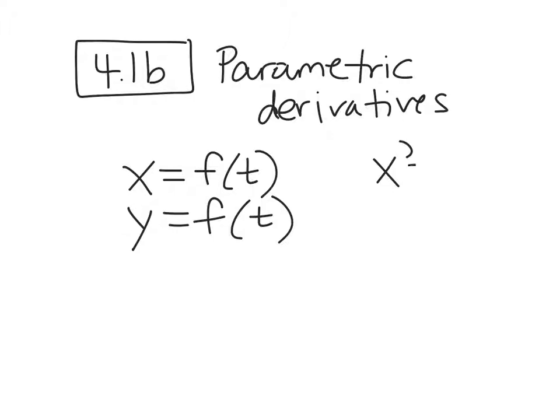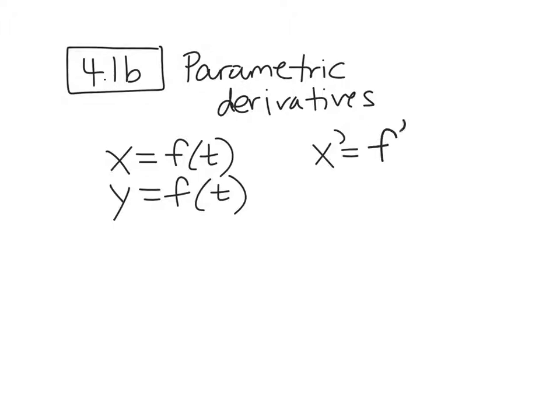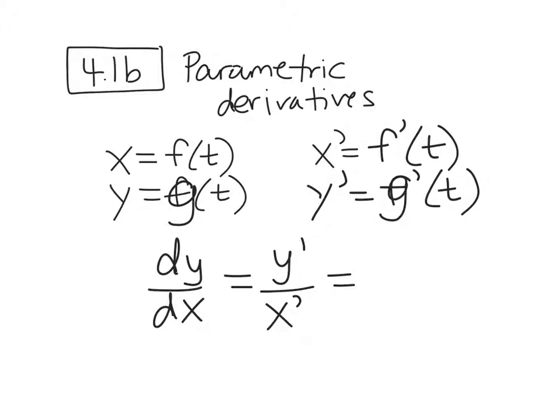You take the derivative of the x part of it, the x function, f prime of t. You take the derivative of the y part, okay? And then to find dy dx, because that's what the derivative is, dy dx is just the derivative of y over the derivative of x. And so it's going to be, oh, why did I write f? I'm sorry. Let's change that real quick. This should be g. They're different functions.